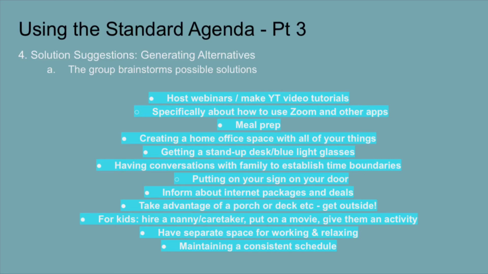We talked about teaching people how to meal prep or creating a home office space, getting a stand-up desk or blue light glasses to help with the physical effects of this work from home, talking with your family or putting a sign on your door to establish boundaries, helping people find good internet deals, taking advantage of your porch or deck or any way to get outside while you're doing work. For your children, hiring a nanny or caretaker or giving them something to do, keeping a separate space for working and relaxing, and maintaining a consistent schedule. All brainstorming ideas of how people could live a better life while working at home.